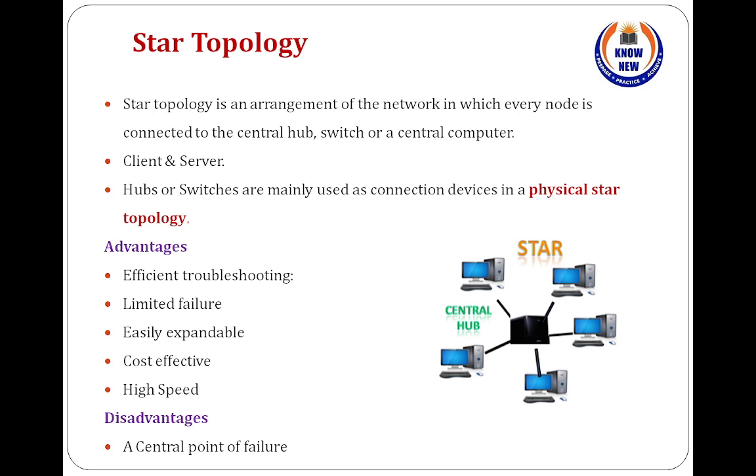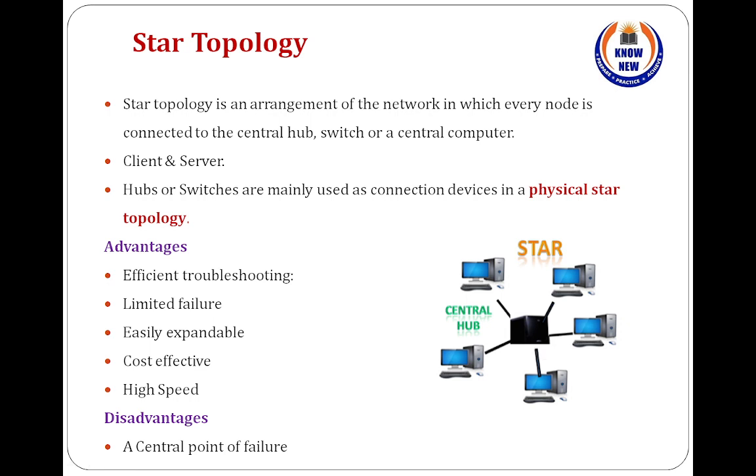Now let us move on to the next topology, that is the star topology. Based on the name itself, it is star-shaped in structure. There will be a centralized hub. All the nodes are connected in a star format, and the star topology is an arrangement of networks in which each node is connected through the centralized hub or a central computer. It follows the client-server concept, because all the surrounding nodes act as clients, and the central node, the hub, acts as a server.